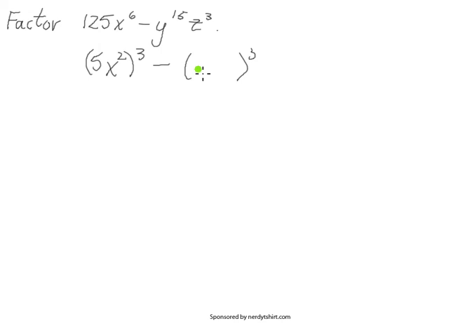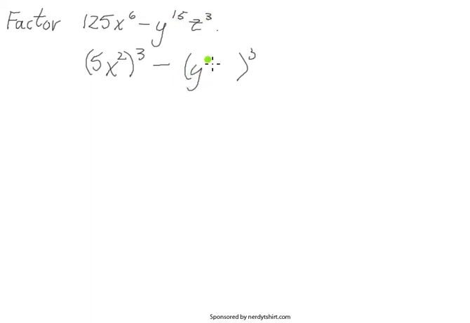Same deal now over here for the y to the 15th and z to the 3rd. Again, this is going to break down by a power-to-power setup, and you're looking for what you'd multiply 3 by to respectively get 15 and 3 for your powers on y and z.